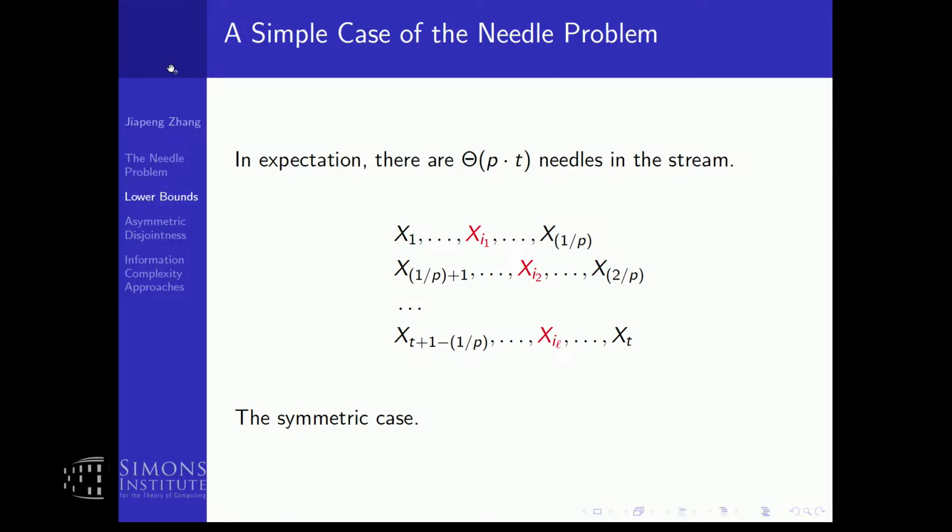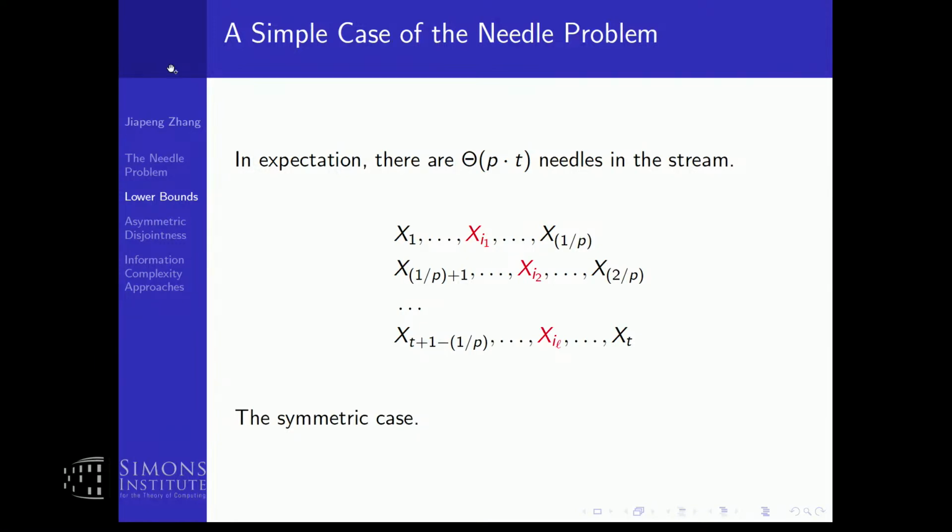Okay, so let's consider a simple case. Let me just try to partition the streaming samples. We have t samples. We cut them into p times t parts, so each part has roughly 1 divided by p samples. So the first 1 divided by p samples, this is the second 1 divided by p samples, and so on. I'm just going to cut them and reshape them in this way. It looks like a matrix, and each row has 1 divided by p samples.